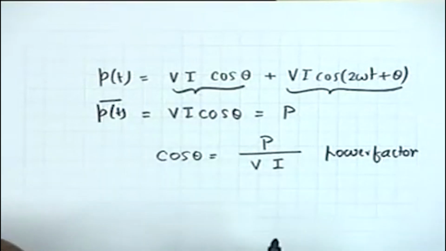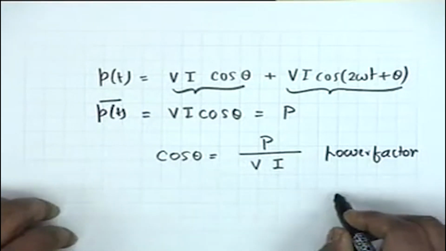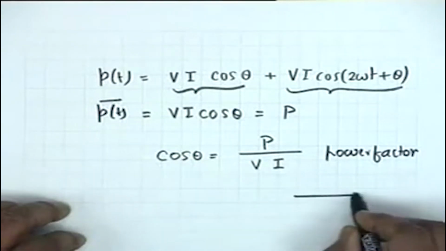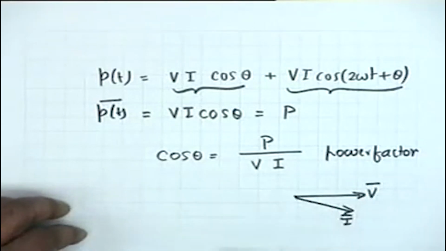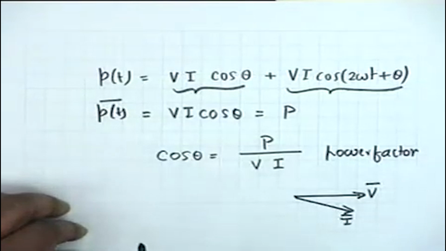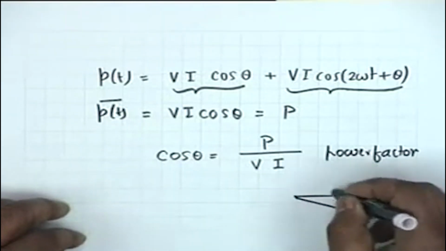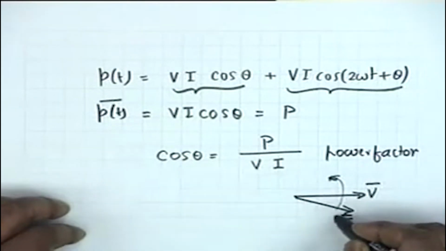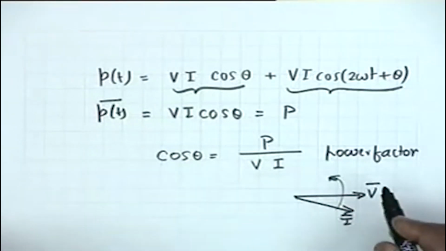Two kinds of power factor are distinguished. One is if the circuit is inductive. If the circuit is inductive, then who leads whom? Voltage leads the current, and therefore the current lags the voltage. This is the positive direction. The current goes in this direction compared to the V phasor, and therefore the current lags the voltage in an inductive circuit.